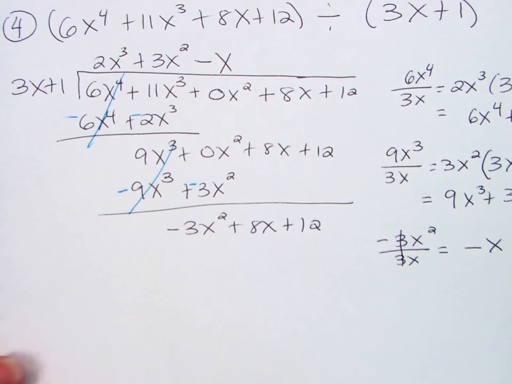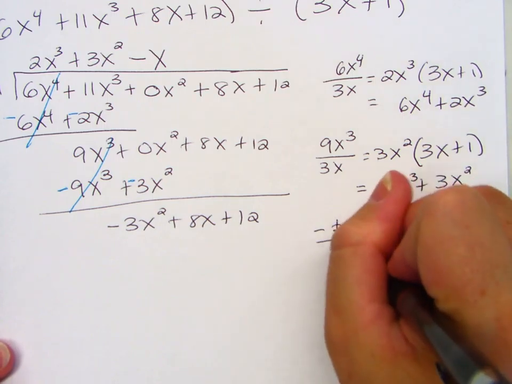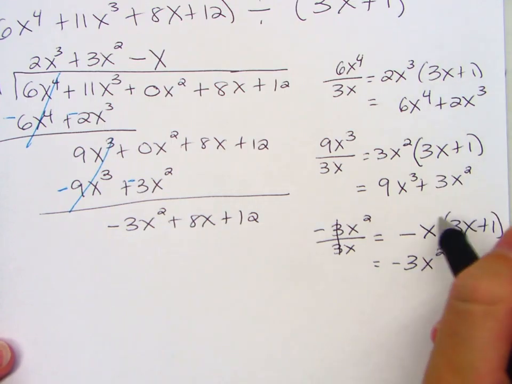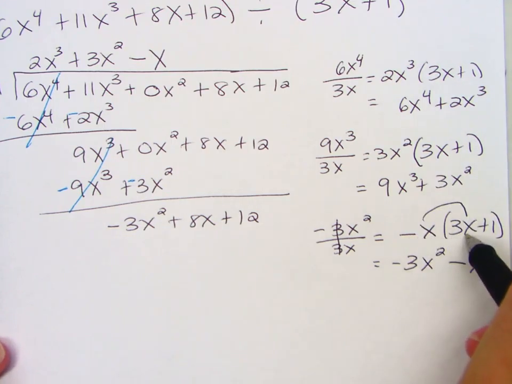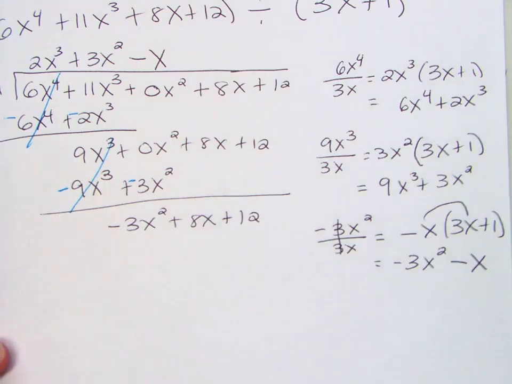Now distribute times 3x plus 1. You get -3x squared minus x. Negative x times 3x is -3x squared. Negative x times 1 is minus x. Write that underneath.